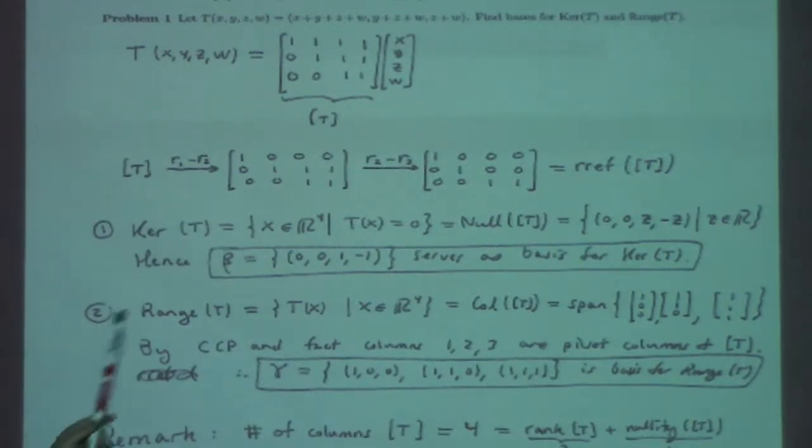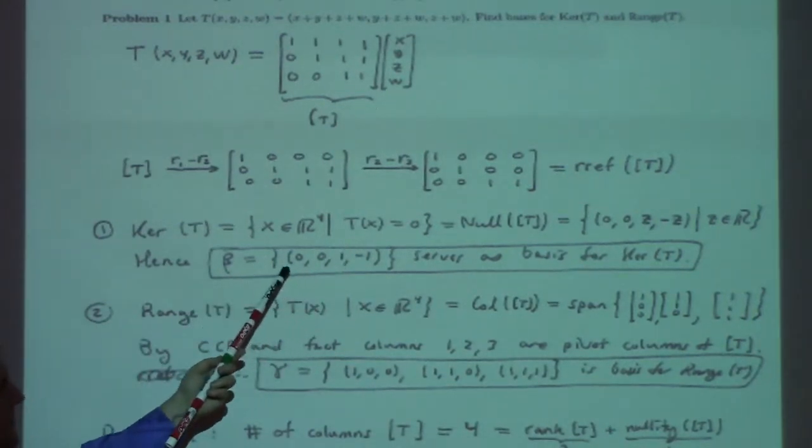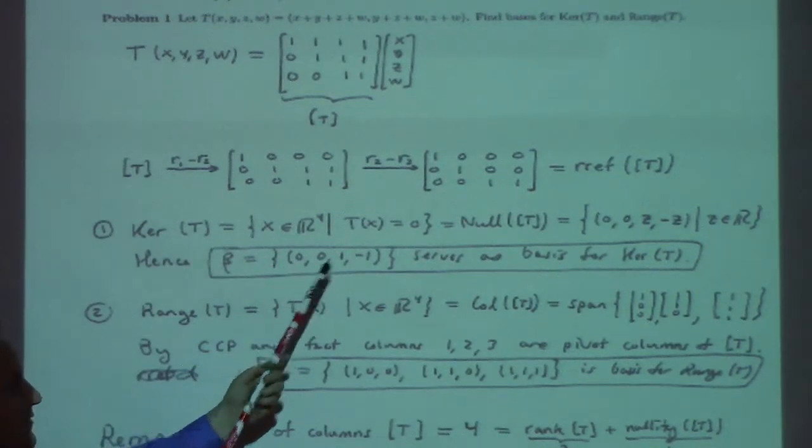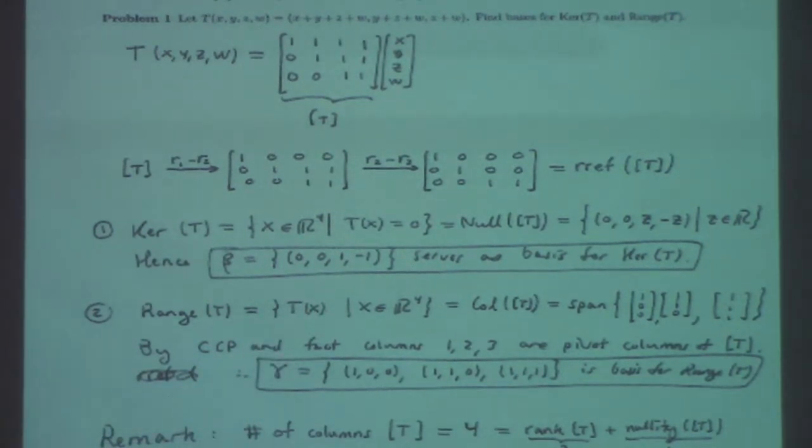The kernel is just the set of the zero solution, right? So in this case, it works out to 0, 0, 1, minus 1. Any questions about this? I'm going to go on.